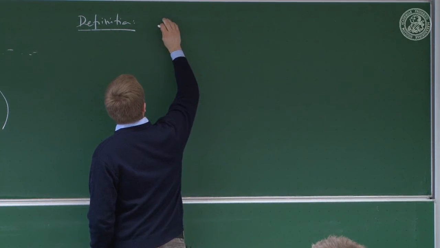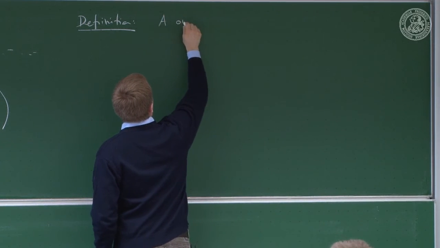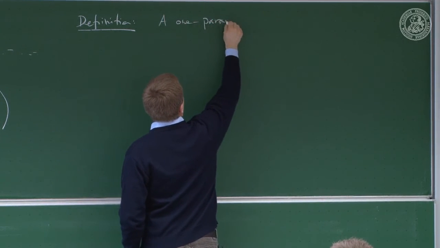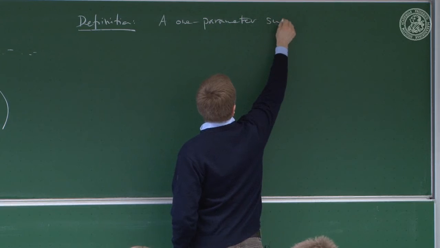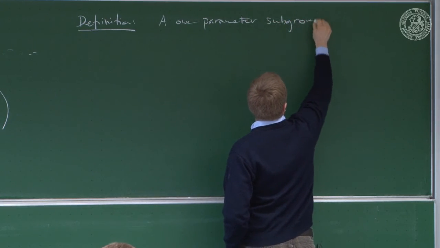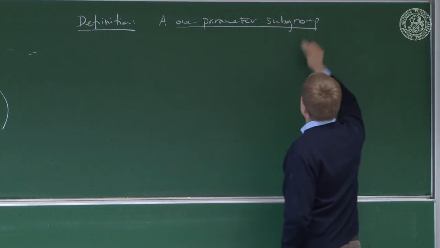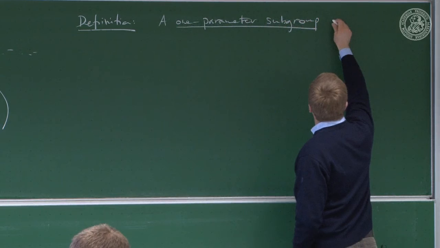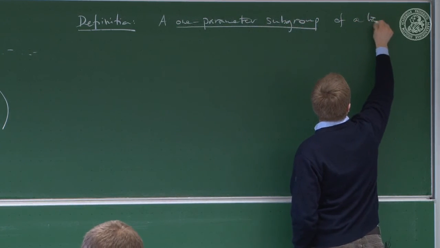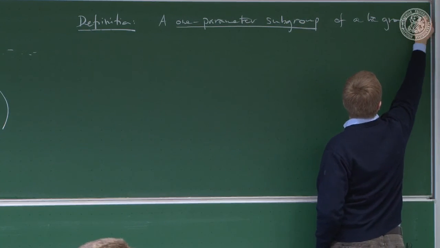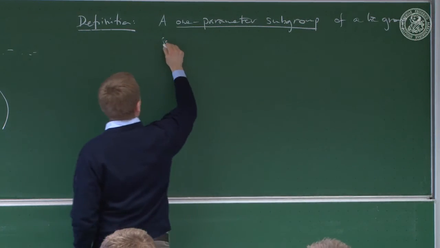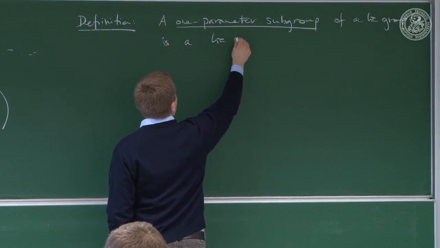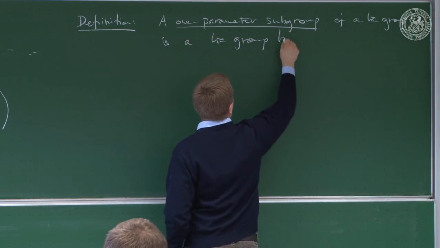Okay, a one-parameter subgroup, this is just terminology, a one-parameter subgroup of a Lie group G is a Lie group homomorphism.